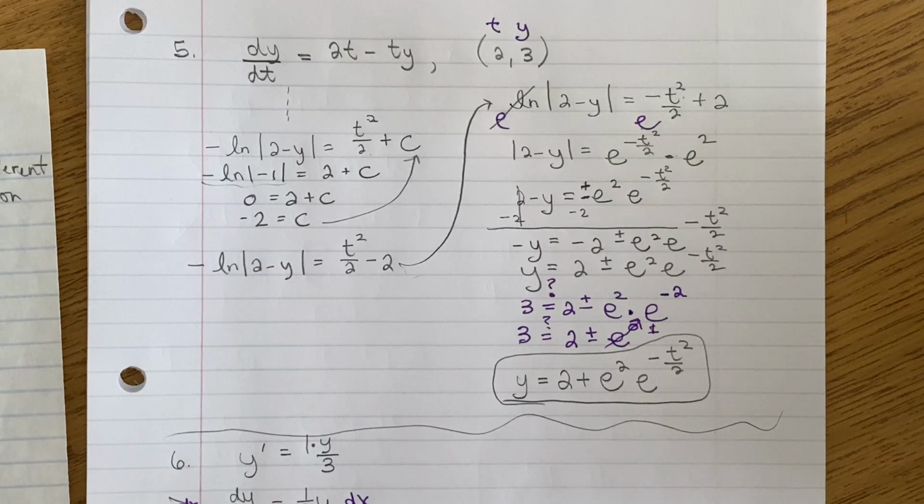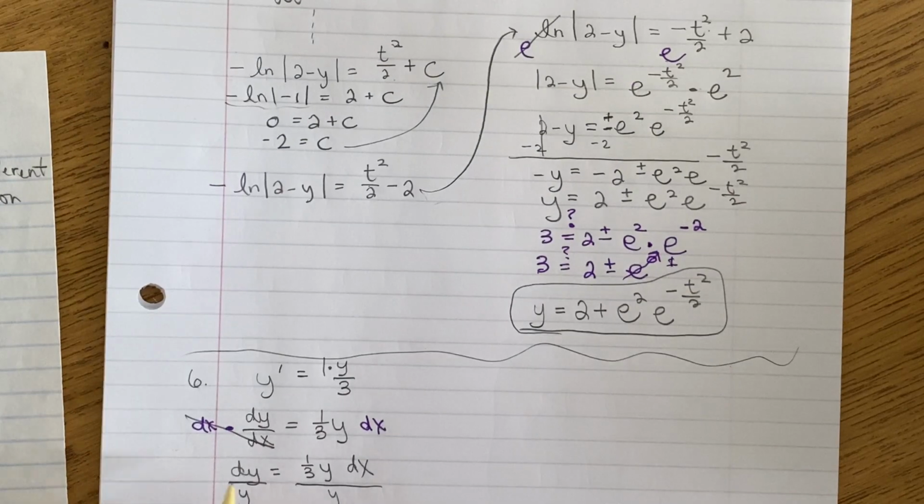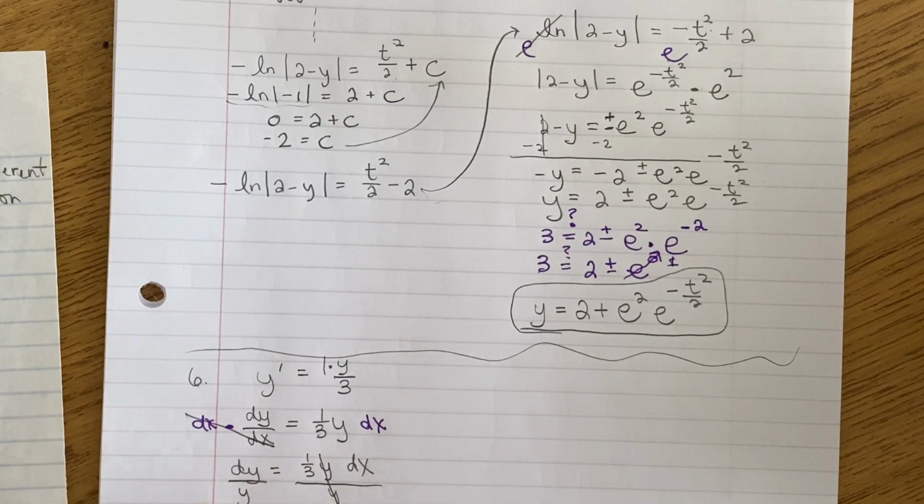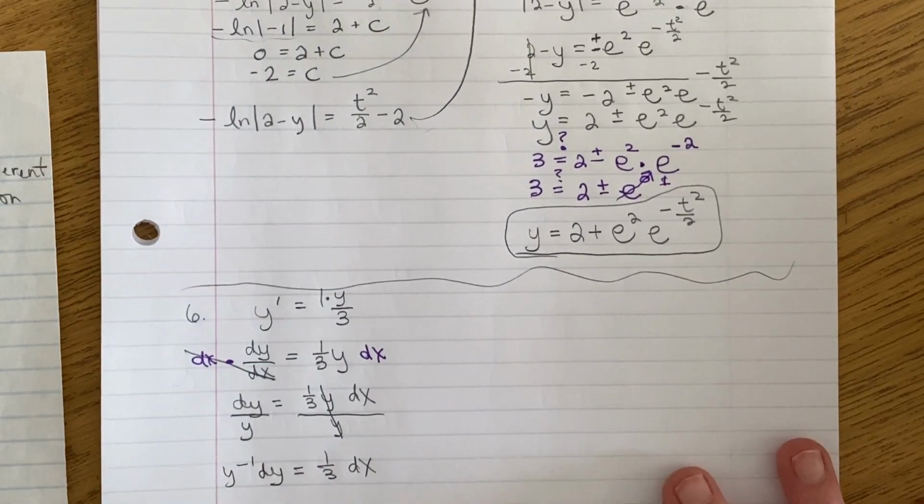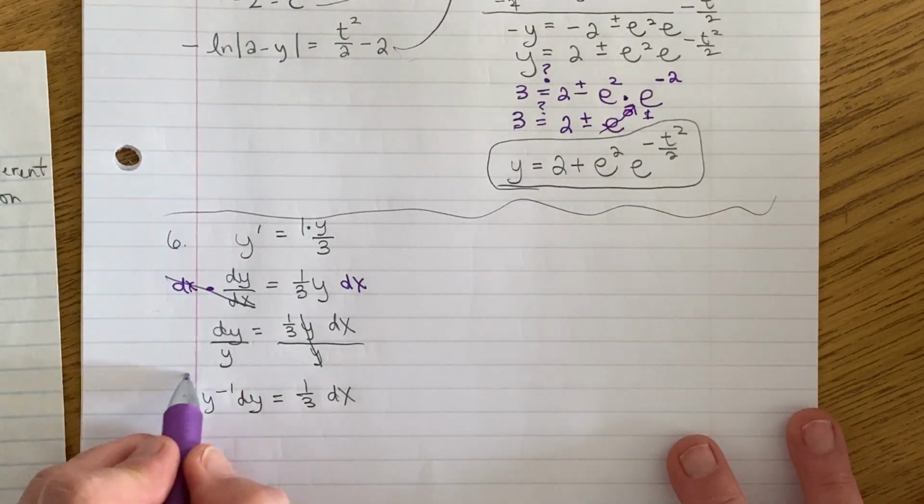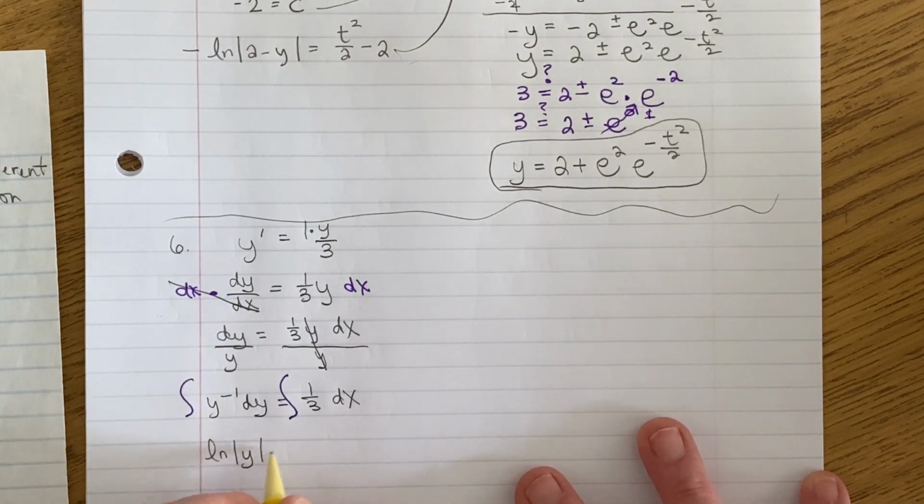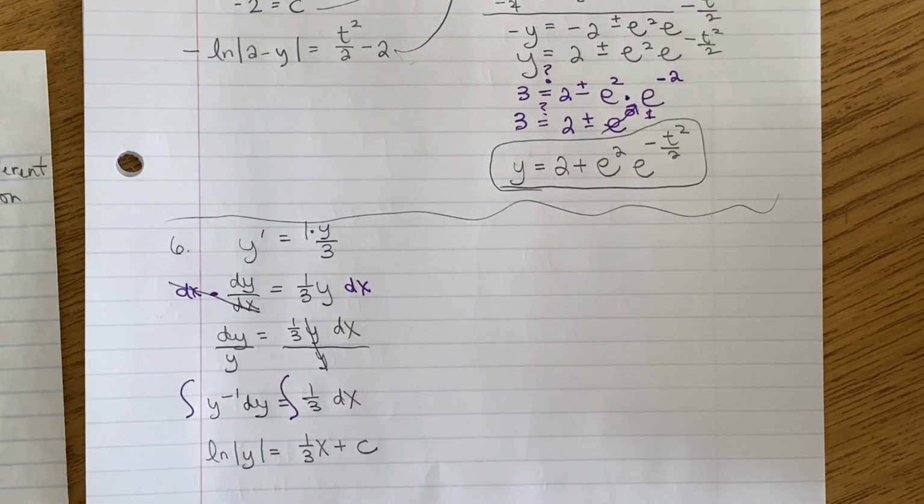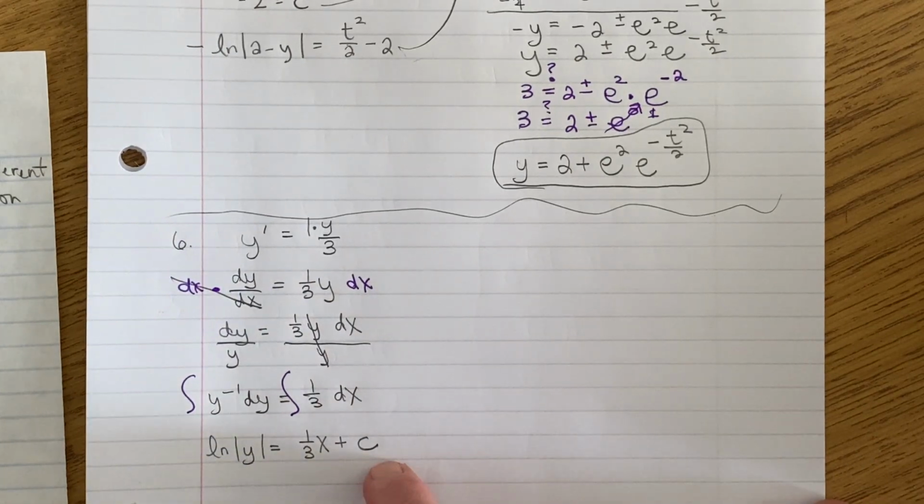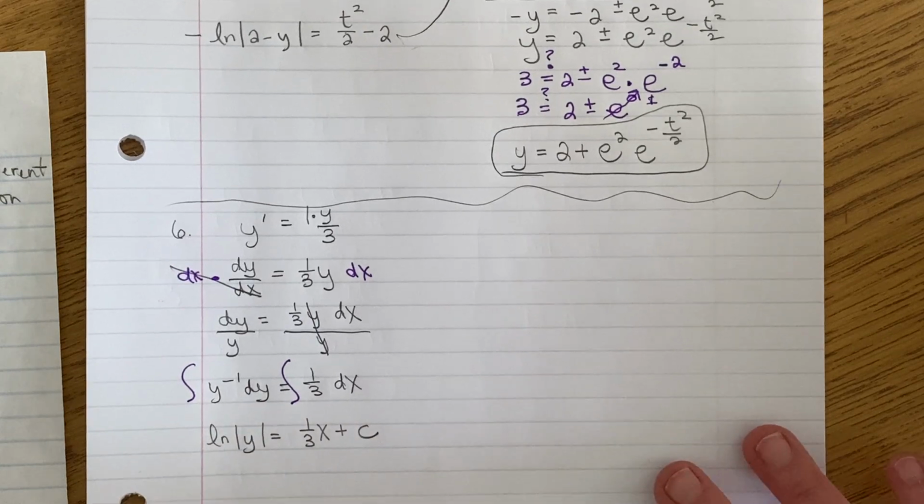Let's divide both sides by y. Bring up y to the -1. Let's integrate. Goes back to natural log absolute value of y. This goes to 1/3 x plus c. Okay, so we're done. We found the general solution, not the particular, because we don't have an initial condition, but it is not in y equals f of x format.